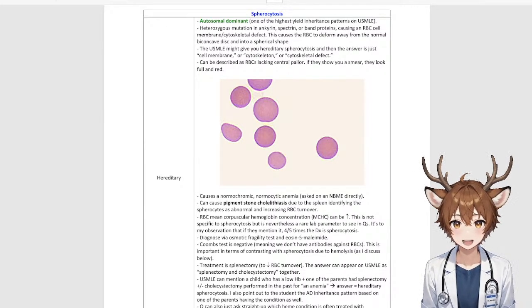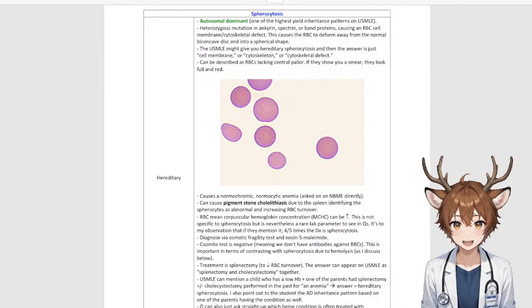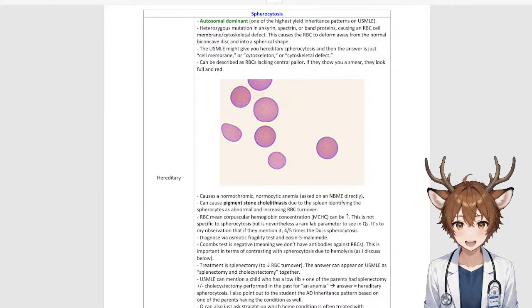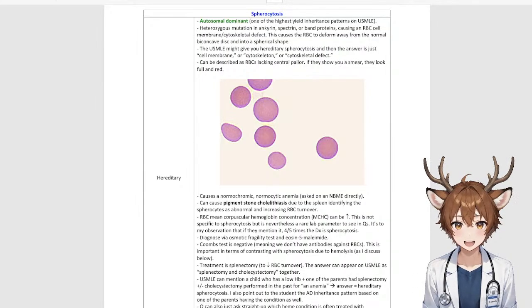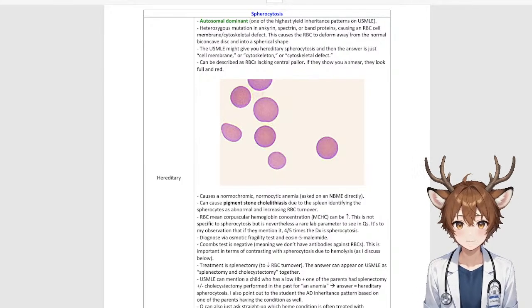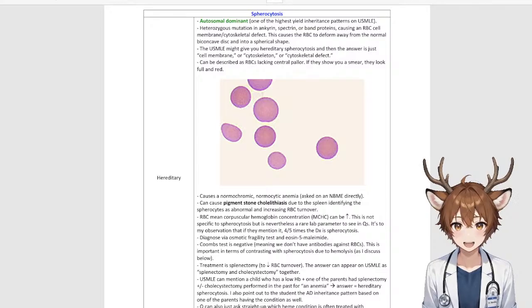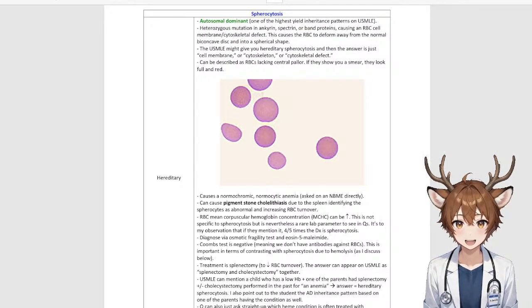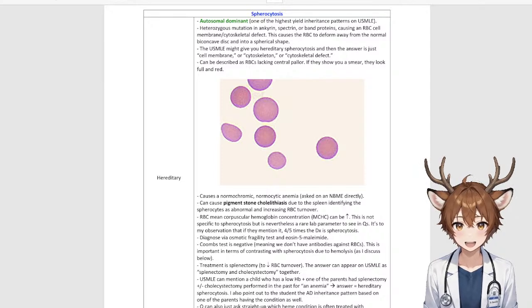Hereditary spherocytosis. Autosomal dominant, one of the highest yield inheritance patterns in USMLE, with heterozygous mutations in ankyrin, spectrin, or band proteins causing an RBC cell membrane/cytoskeletal defect. This causes the RBC to deform away from the normal biconcave disc into a spherical shape. The USMLE might give you hereditary spherocytosis, and then the answer is just cell membrane or cytoskeletal defect. It can be described as RBCs lacking central pallor.